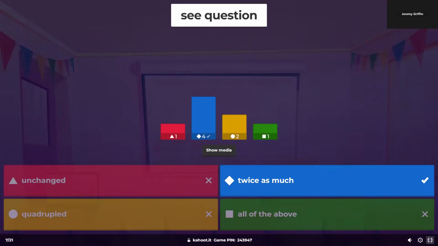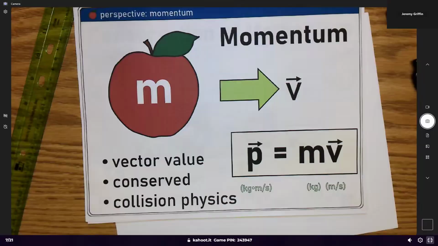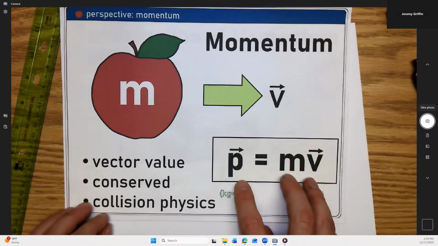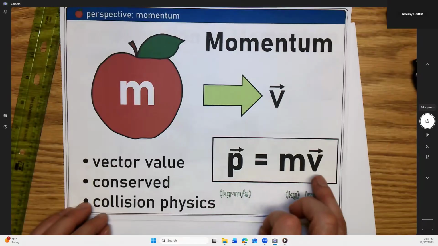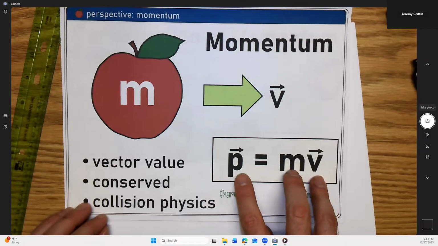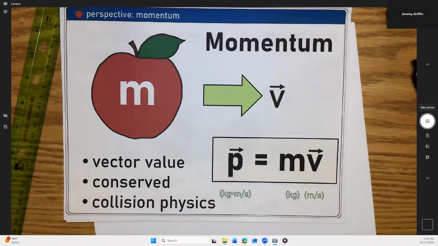Yeah, twice as much. If you double the mass, it'd be twice the momentum. Okay. So that's like here. So momentum is mass times velocity, right? If you keep the same speed, same velocity, but if you double the mass, see how you're going to overall double the momentum?